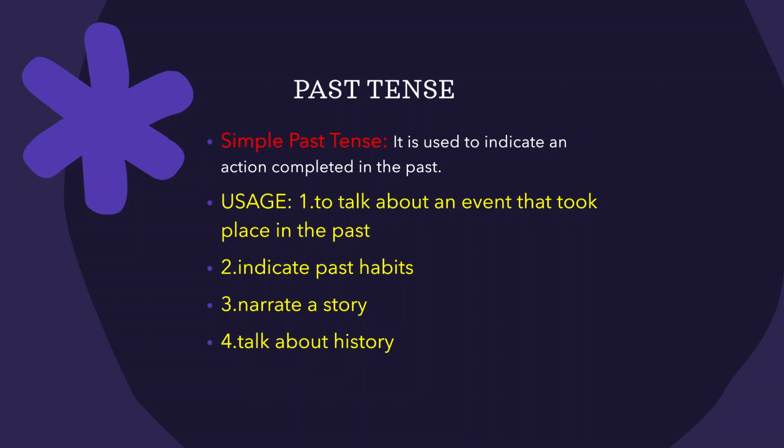Okay, so let's look at its usage. It is used to talk about an event that took place in the past. As I said, we moved to Kolkata, right? That means before 2021. Second, indicate past habits. I can say, I used to get up very late when I was a child. Third, narrate a story. Once upon a time, there lived a king.